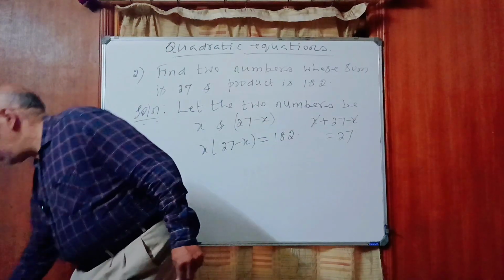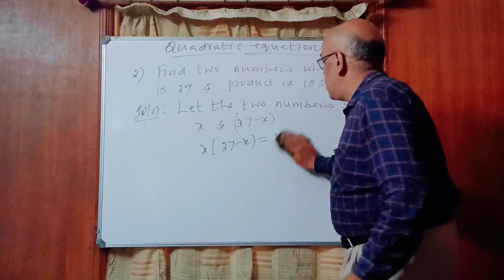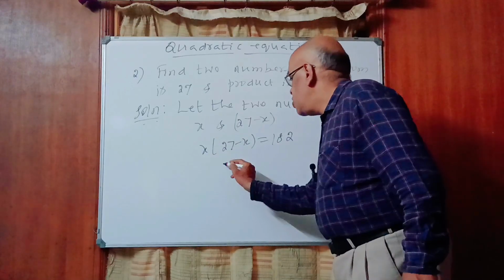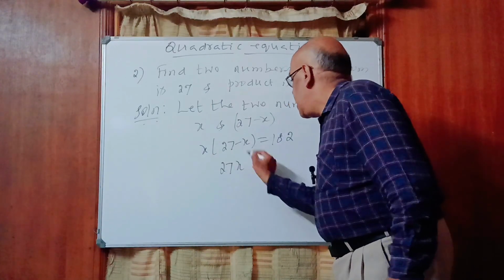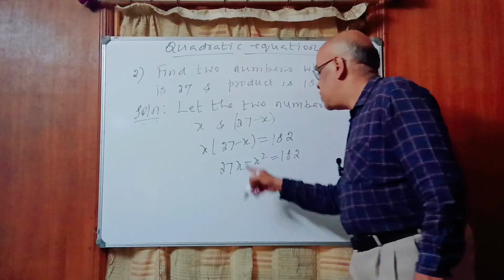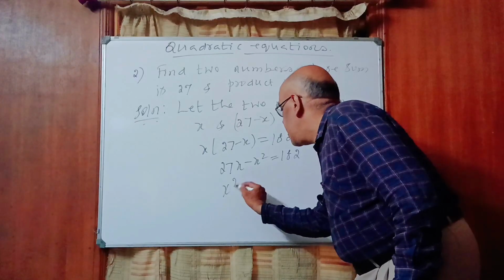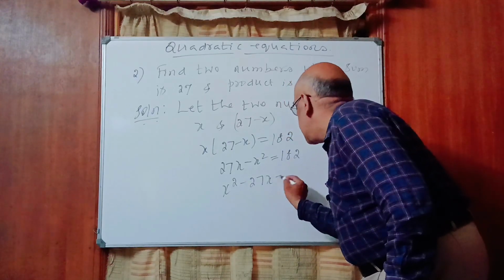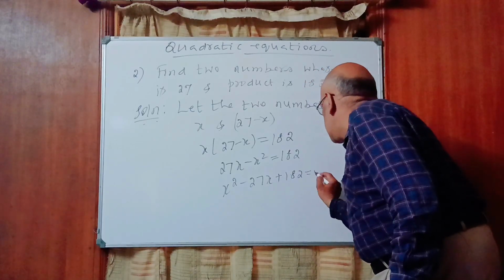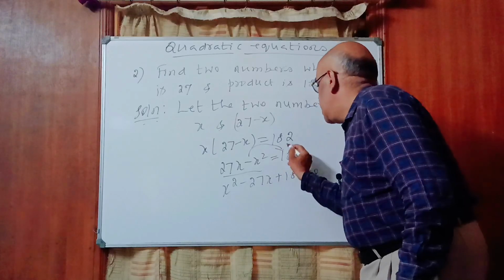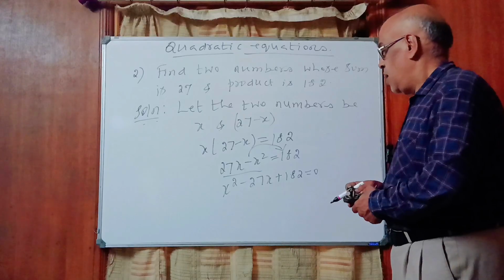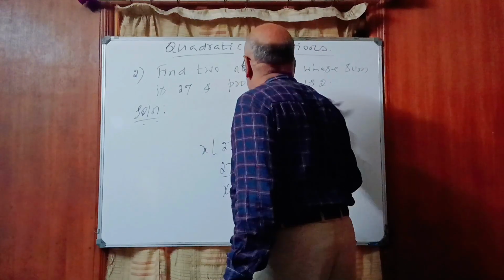Now what you have to do? Open the bracket, simplify. x square should always be positive. If it is negative, shift it to the other side. x into 27, 27x. x into x, minus x square is equal to 182. x square should always be positive. Shift it to RHS. x square minus 27x plus 182 is equal to 0, because I shifted both the terms to RHS. Minus x square becomes plus, 27 becomes minus. And arrange these two lines, children.